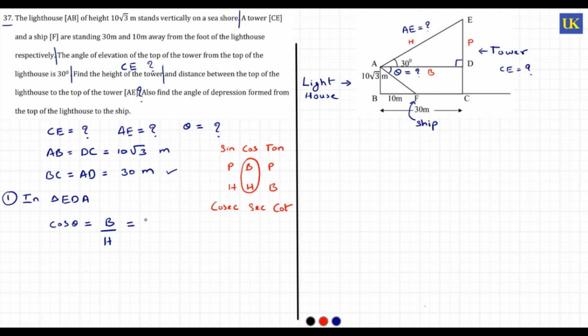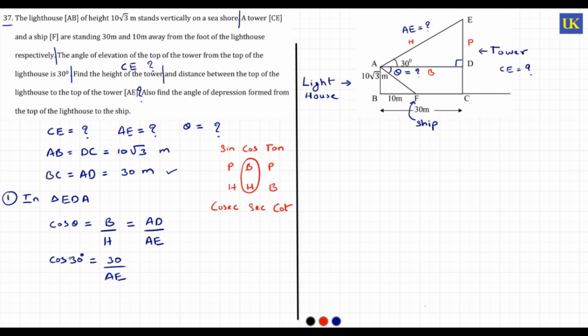Now, base is what? Base is AD. Hypotenuse is what? Hypotenuse is AE, right? Now theta is how much? The angle is 30 degrees, which is given. And AD is how much? We know that AD is 30 meter. And AE is what we have to find out. Like this we need to solve.